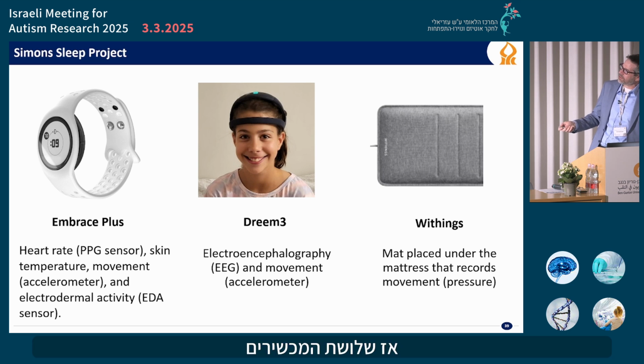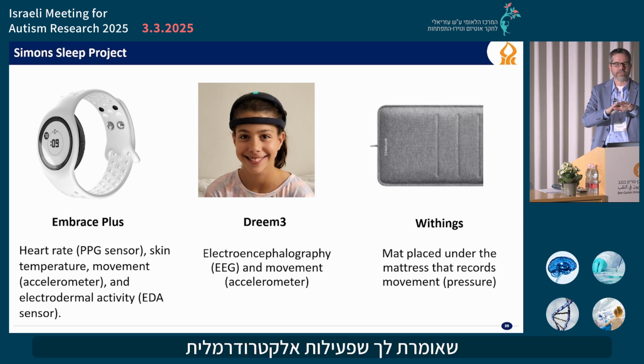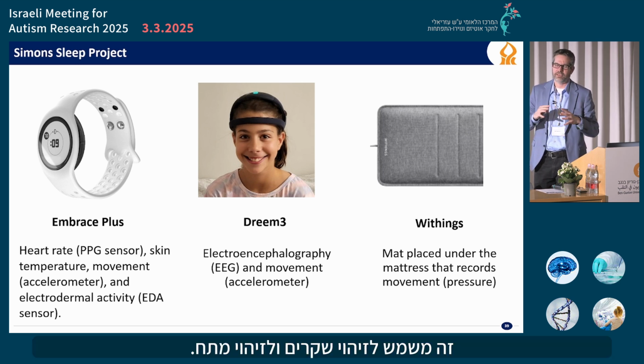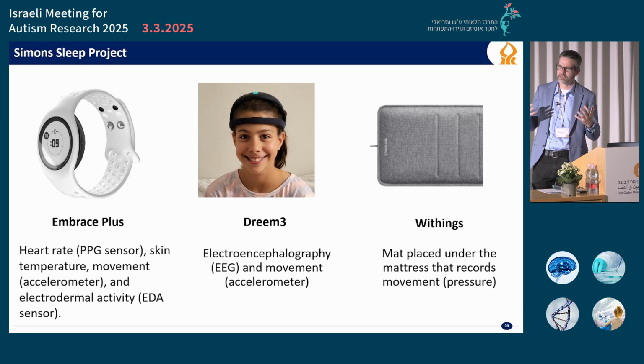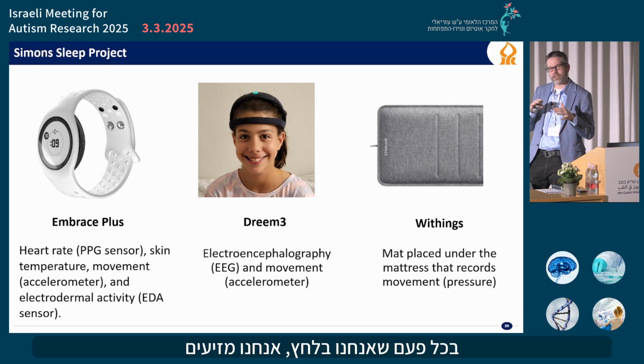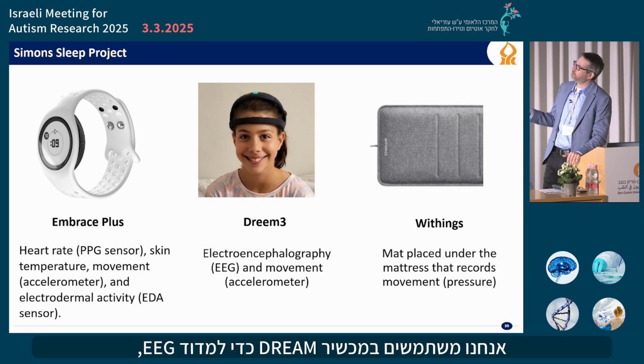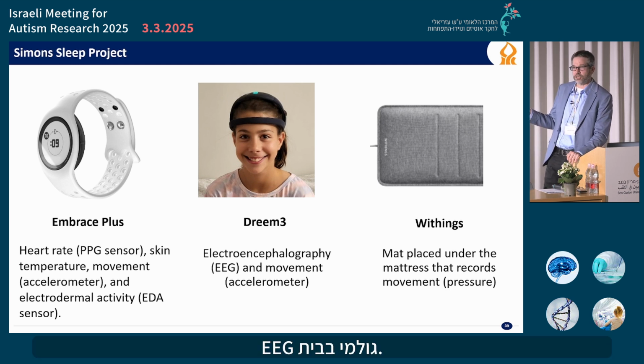And so the 3 devices are a smartwatch that measures heart rate, step counts, and electrodermal activity. Electrodermal activity is skin conductance, like GSR, galvanic skin response. It's used for lie detection and for identifying stress. Whenever we're stressed out, we sweat a little bit and the conductance increases. We used a Dream device to measure raw EEG at home.